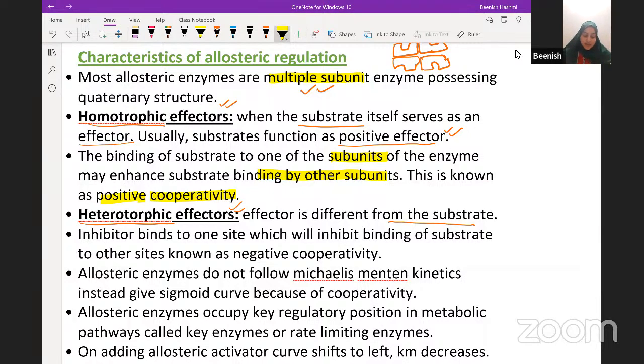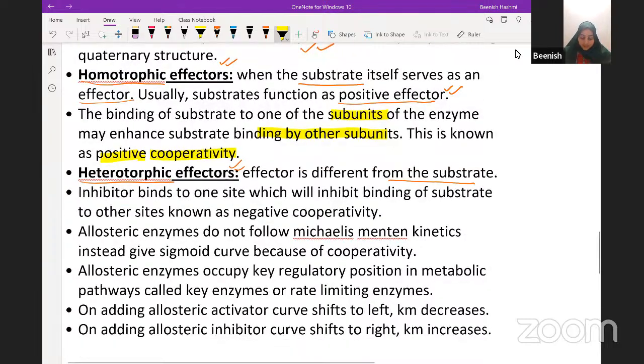On the other hand, when an inhibitor binds to one site, it will inhibit the binding of substrate to the other site, and this is known as negative cooperativity. So what are the new terms that we've studied? Homotrophic effector, heterotrophic effector, positive cooperativity, negative cooperativity, and also that your allosteric enzymes are multiple subunit enzymes. So those were 4 characteristics. Moving forward, allosteric enzymes do not follow Michaelis-Menten kinetics and instead give a sigmoid curve. And this is because of the cooperative effect.